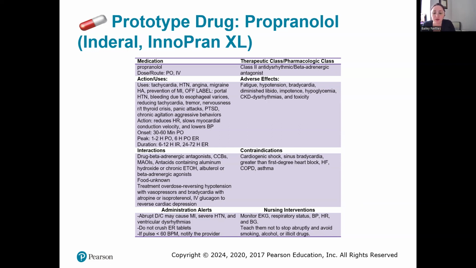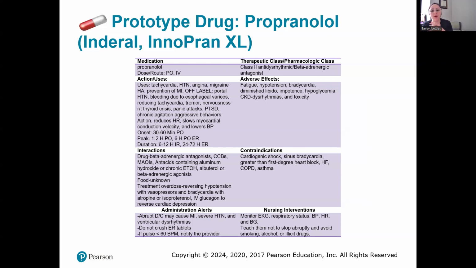Okay, you can also have diminished libido and impotence. That's not my primary concern right now. My primary concern is your lethal dysrhythmia. Okay, but I will let them know later. Hypoglycemia: if you have chronic kidney disease, you can have an increased risk of toxicity and dysrhythmias. That is a big deal.